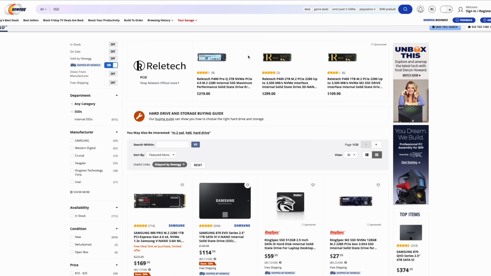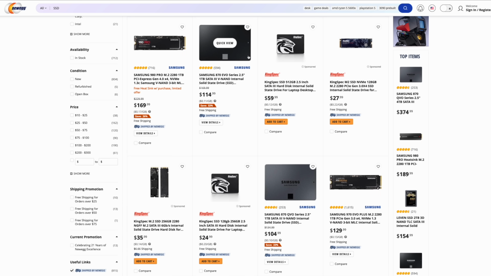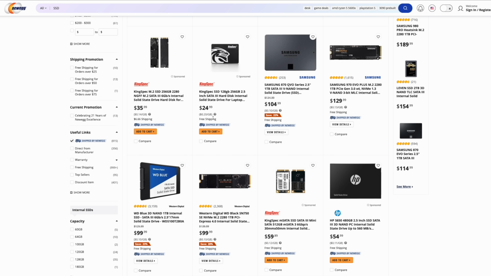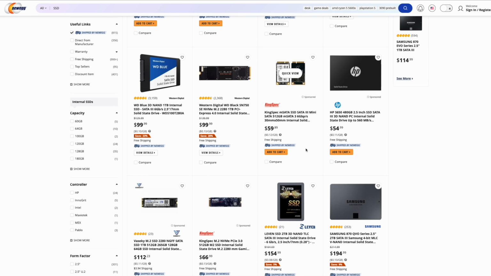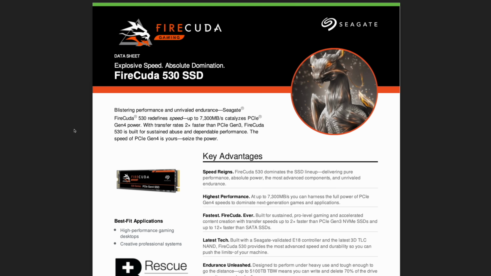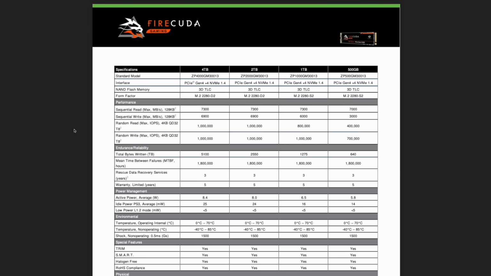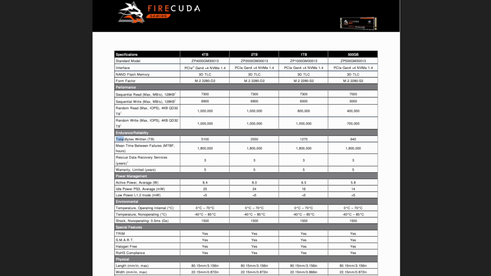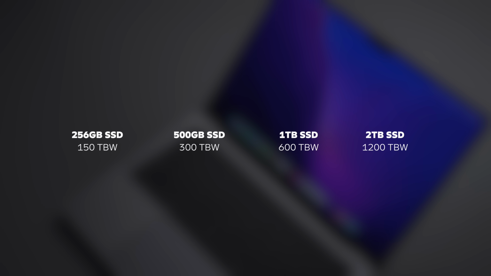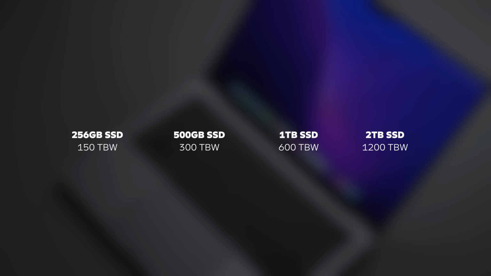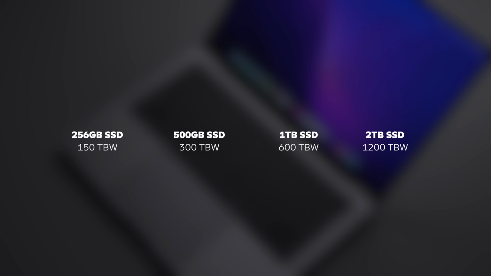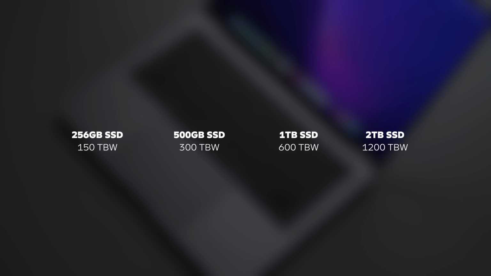So let's look at some premium SSDs available on the market, which are usually rated for very high TBWs, like the Seagate Firecuda 530, where the TBW for their 500GB SSD is 640 terabytes, or double what typical 500GB SSDs are rated at. So we can assume that the TBW ratings of Apple devices are at least the following, but very possibly double that or more.